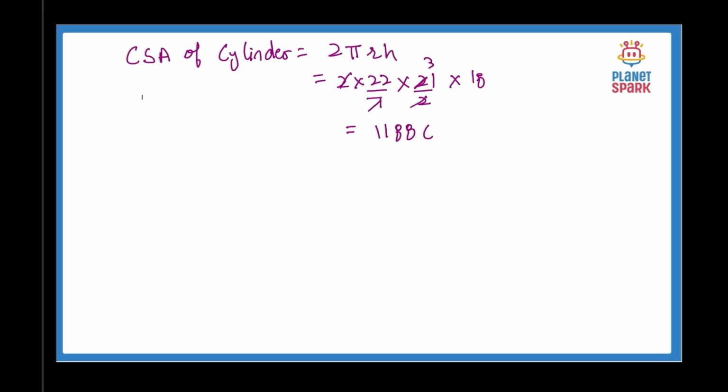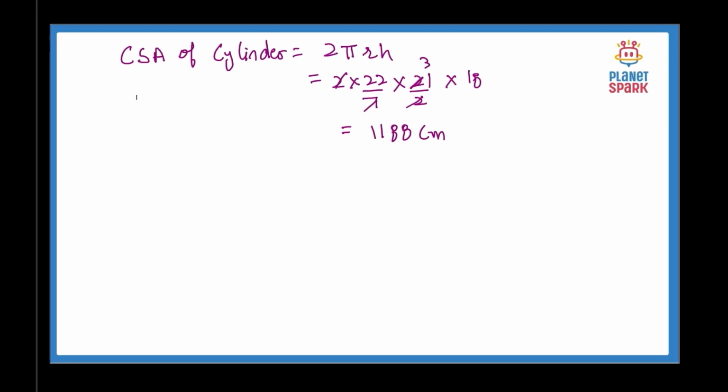1188 centimeters square. Again, remember, surface area, whether CSA or LSA, is always in square units, either centimeter square or meter square. Just remember this tip. Moving on to TSA of cylinder.